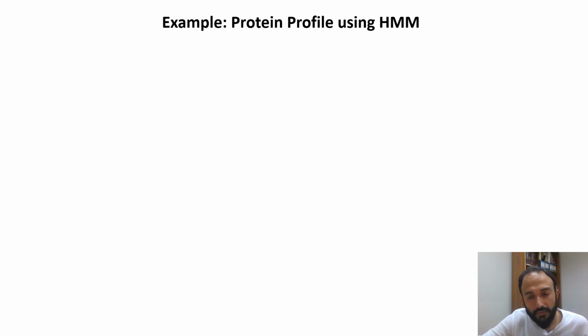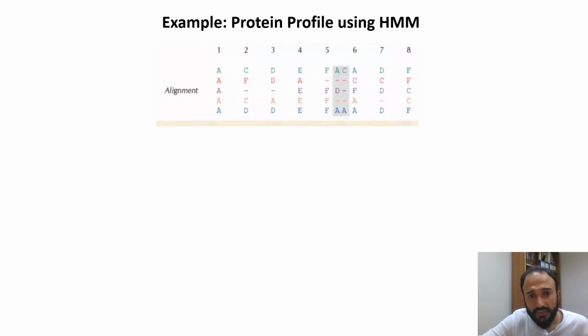So now if we move to the example of protein profile using HMM, this is one of the major approaches used for profiling protein sequences to identify different patterns or conserved sites. So let's take this example.